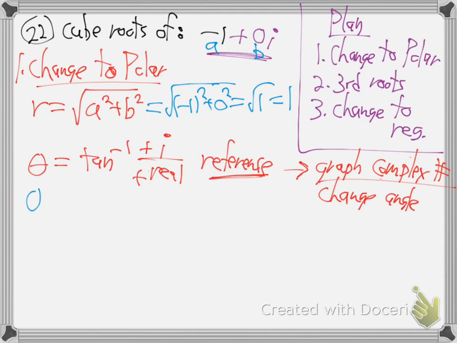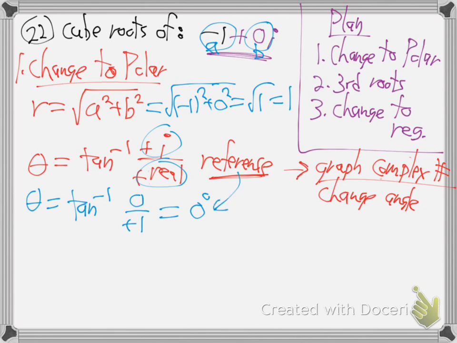The reference angle theta, if you do inverse tangent of the i over the real, it's always the y over the x. So this is the y, this is the x, but make them both positive. 0 over positive 1. But that's still just going to come out 0 degrees when you hit the buttons on your calculator. But remember now, that's only the reference angle. You've got to draw it to actually see it.